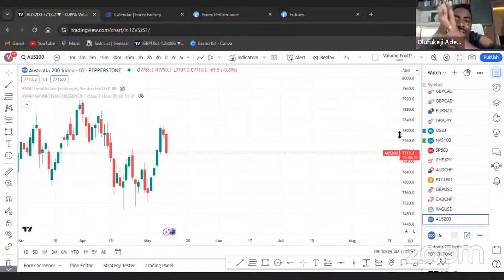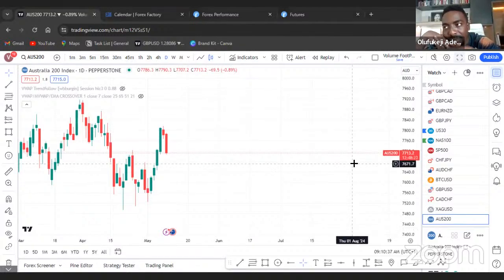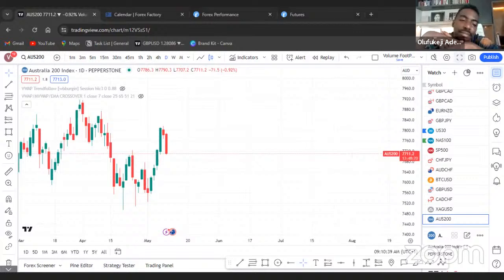Another correlated asset for NAS is FANG. How many of you know what FANG is? F-A-N-G. Some people have changed it to FANG-T. Magnificent Seven. We already know.